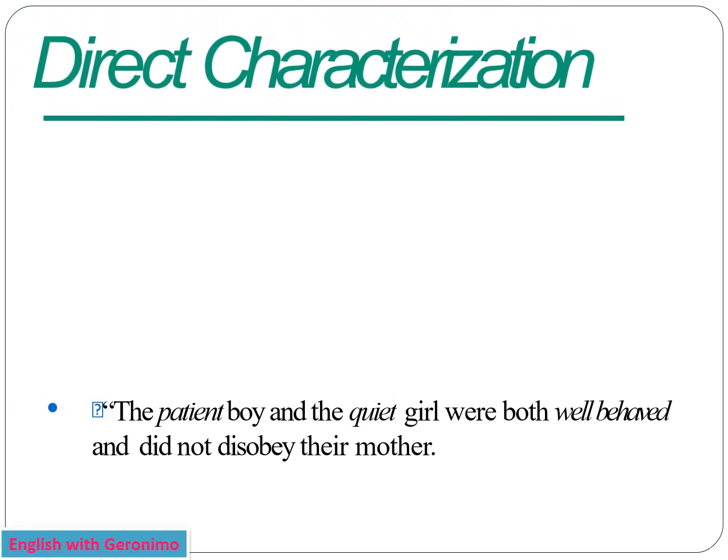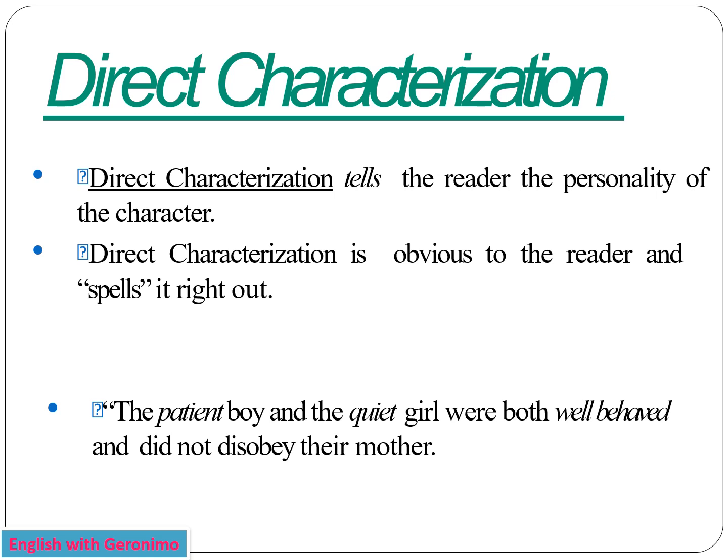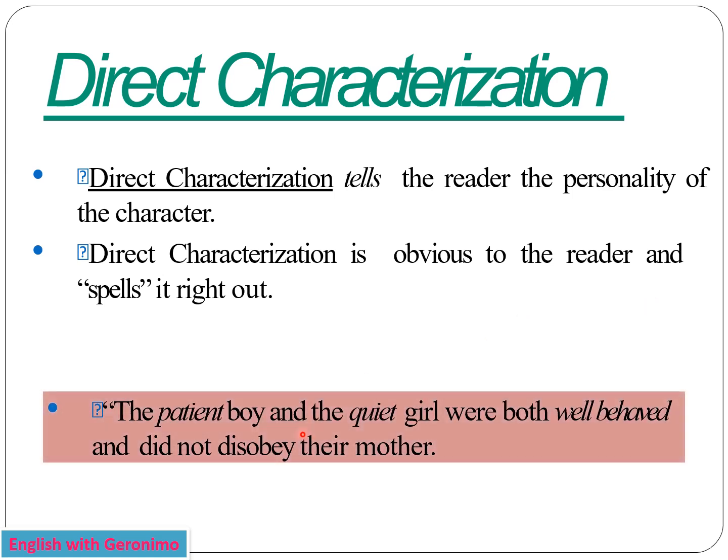Next, we have direct characterization. Direct characterization tells the readers the personality of the character. It is obvious to the reader and spells it out right. Example: the patient boy and the quiet girl were both well behaved and did not disobey their mother.